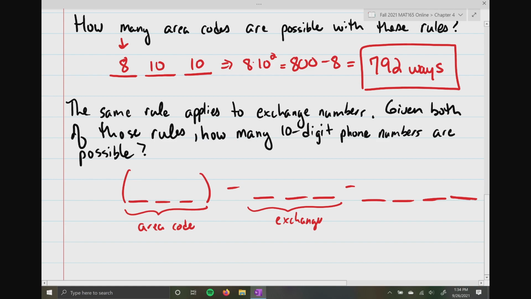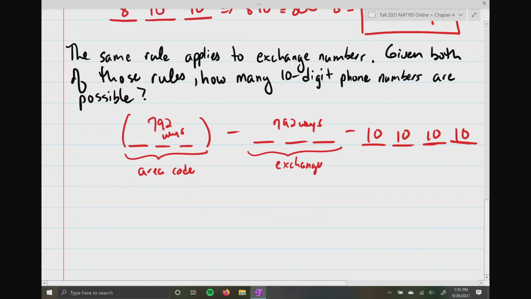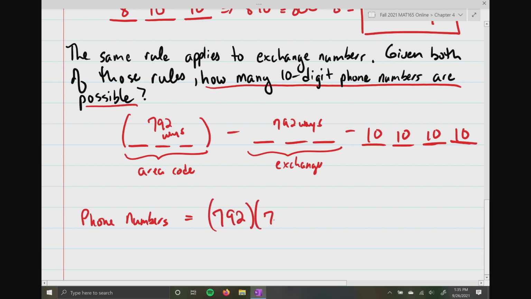So what this question is saying, the same rules apply to the exchange number. So here's what we know. Possible area codes: 792 ways we can make area codes. And those rules also apply to exchange numbers, so there are 792 ways that we can form exchange numbers. The last 4 digits, there are no rules for that. So there are 10 possible numbers for the first, 10 possible for the second, 10 for the third, and 10 for the fourth. So how many 10-digit phone numbers are there? Well, the number of phone numbers is going to equal 792 times 792 times 10 to the 4th power.